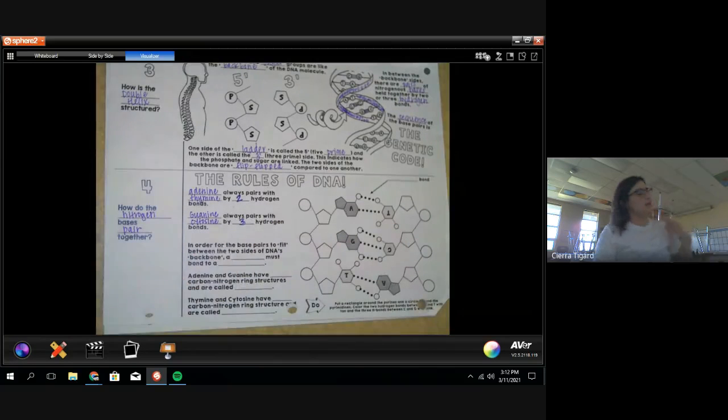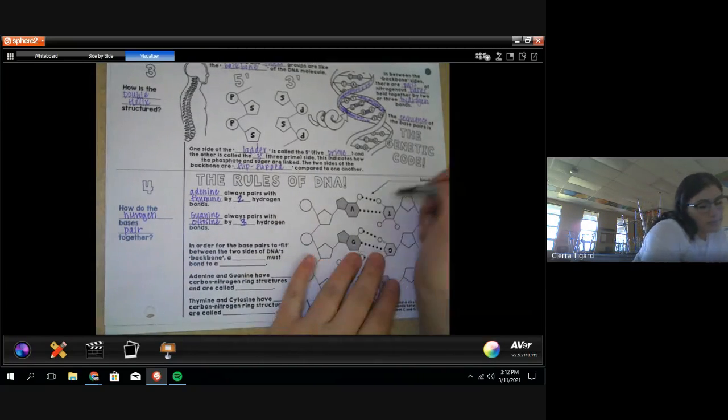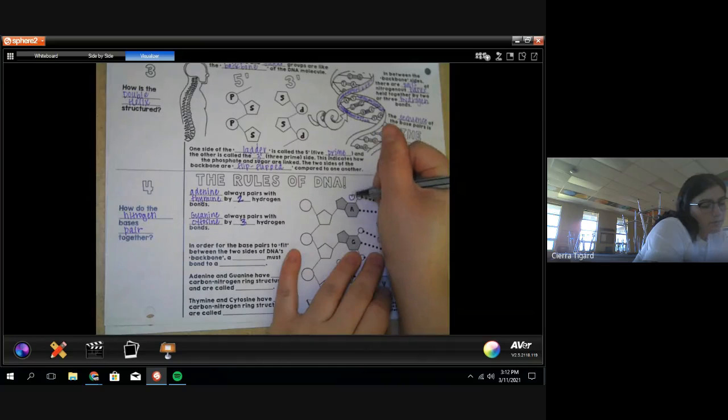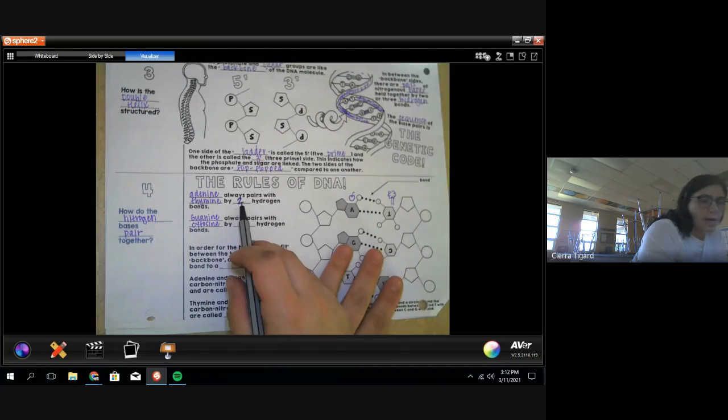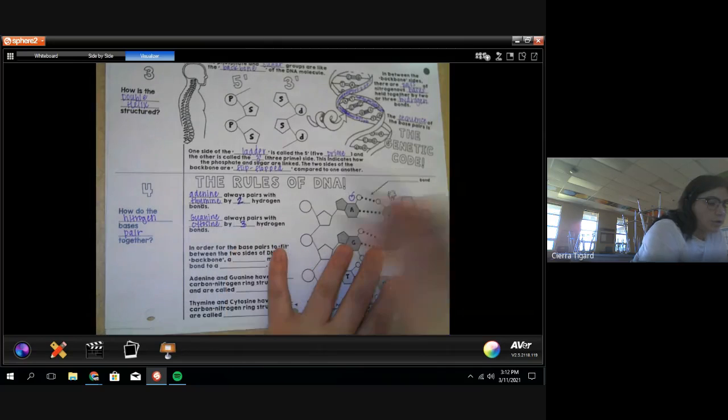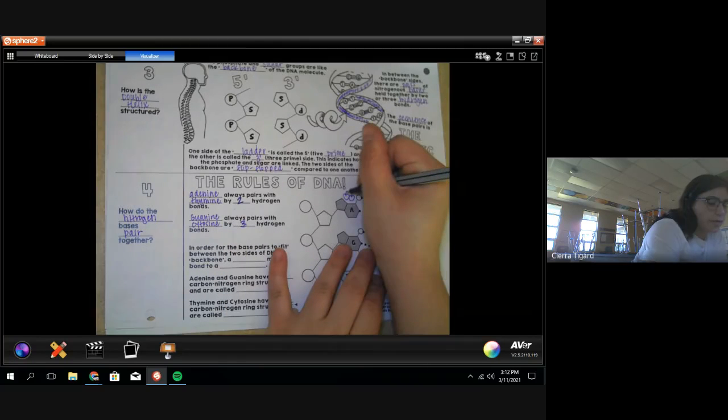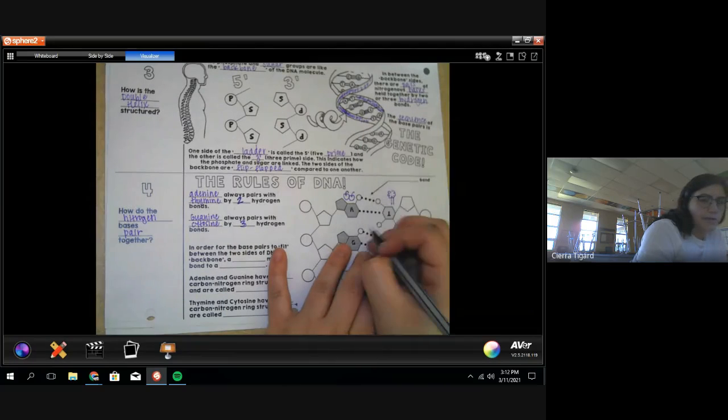And a way that we can remember this is we have an apple and then we have a tree. And the apple and the tree always go together. If you want to try to remember the hydrogen bonds with it, you can say that there are 2 apples on the tree. 2 apples on the tree.